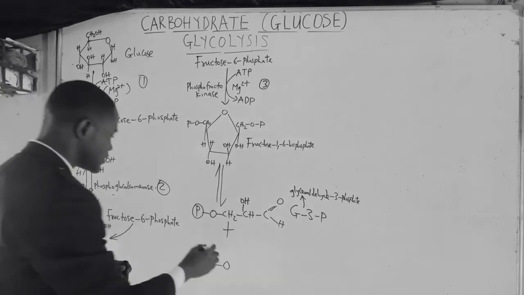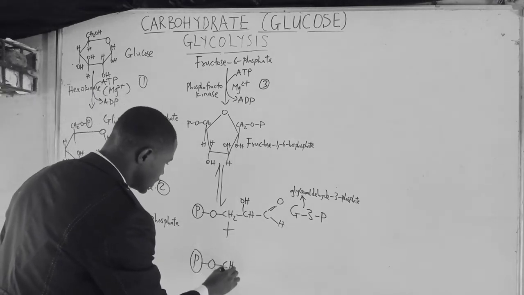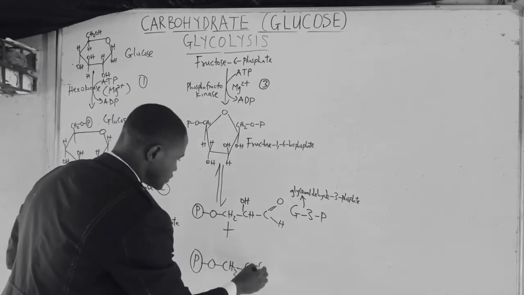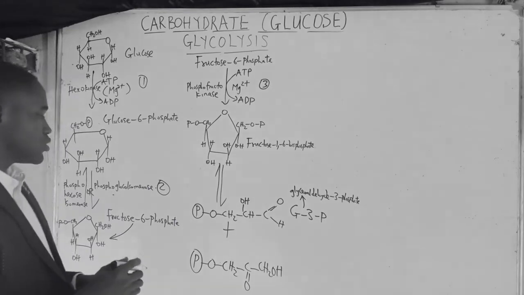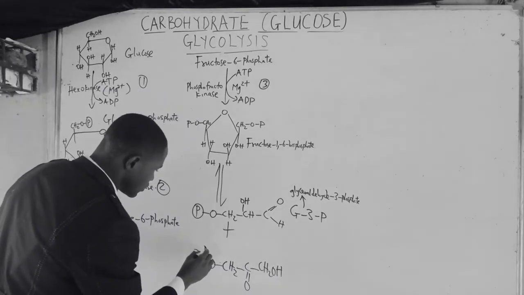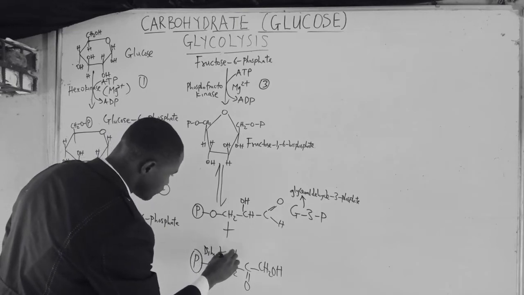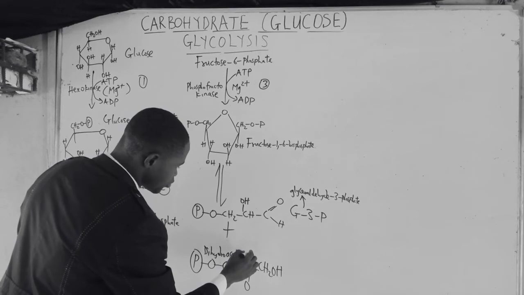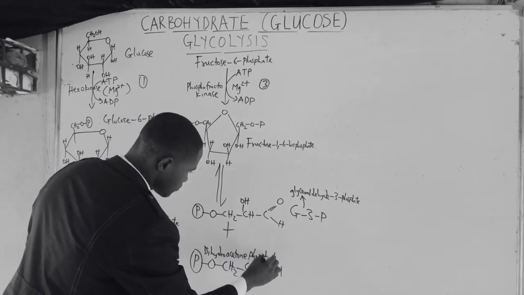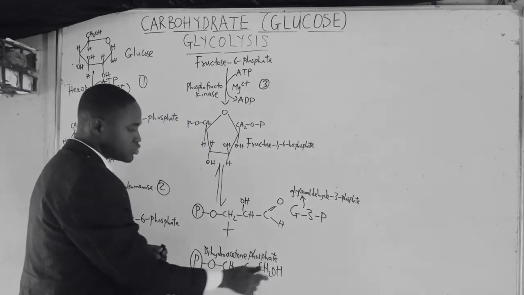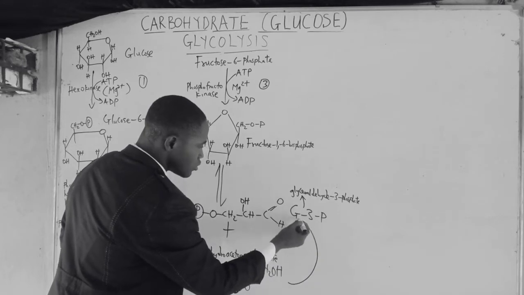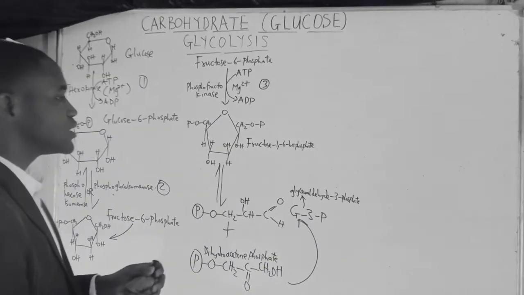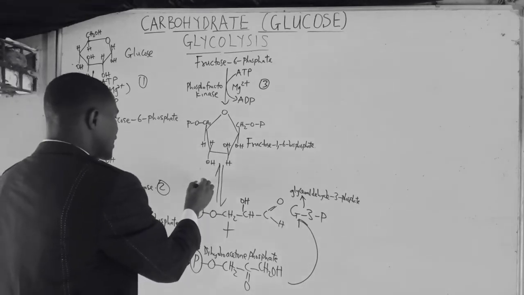Dihydroxyacetone phosphate. So this is CH2, CH2O. So this is called dihydroxyacetone phosphate. Then this compound will also reconvert to this. For this reversible aspect, the occurrence is with the help of an enzyme.